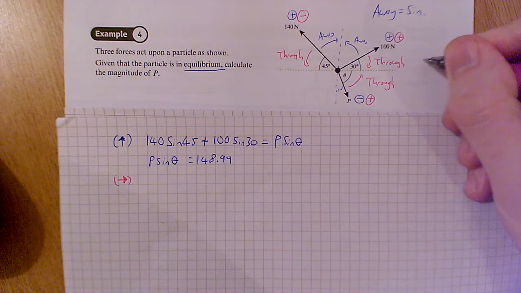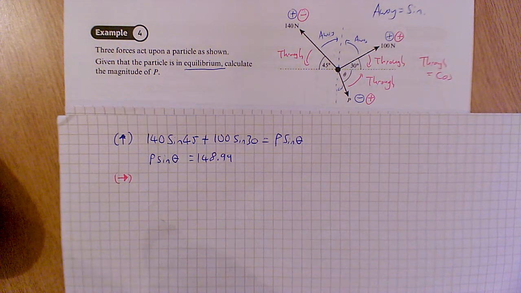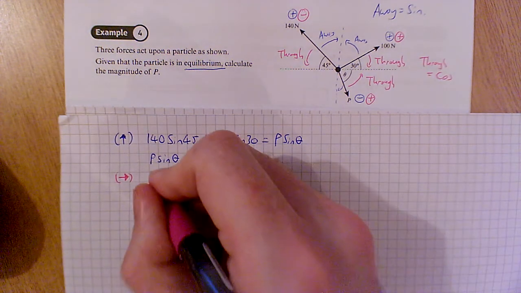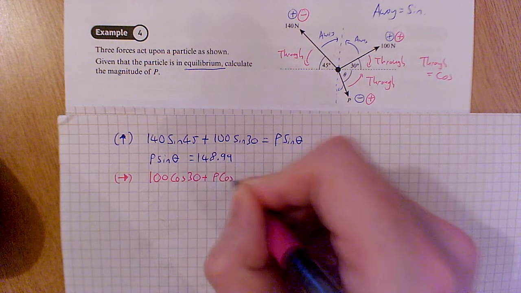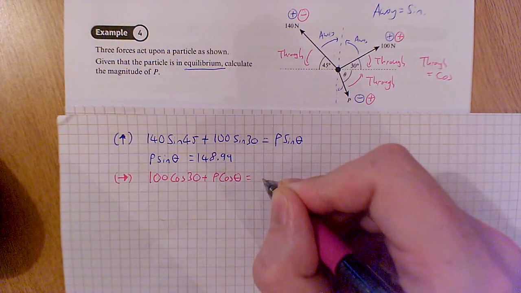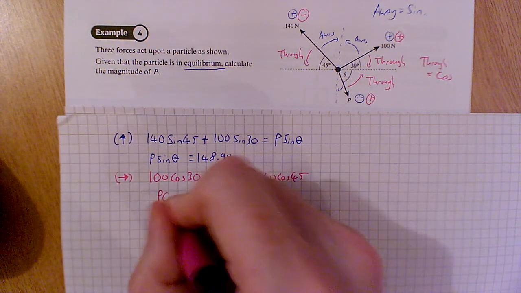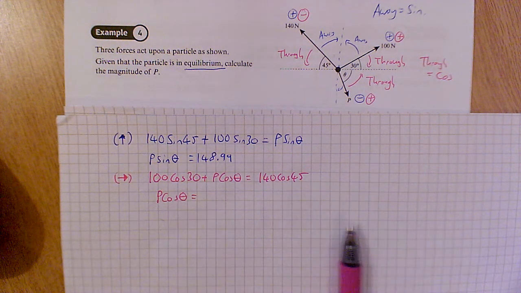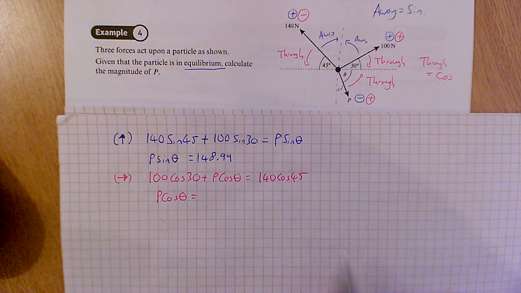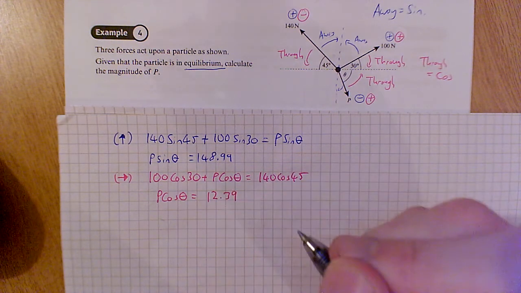So actually if we go through, we have that is equal to cos. So therefore, start with the things on the right, we've got 100 cos 30 plus P cos theta equals 140 cos 45. Then I'm going to rearrange, so the things I don't know, P cos theta are by themselves, I'll do 140 cos 45 minus 100 cos 30. We'll see what that is. This is 12.39. It's two decimal places.